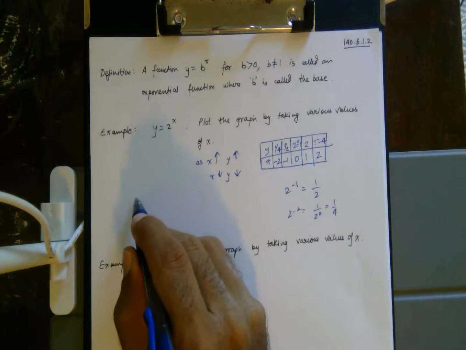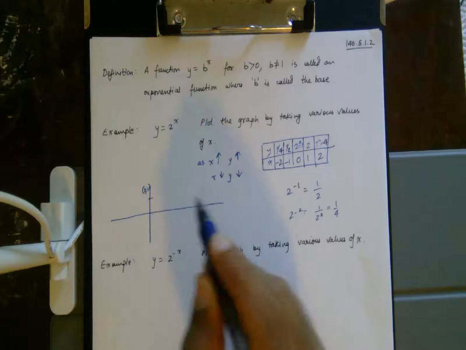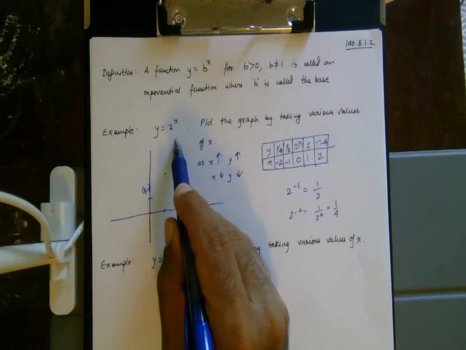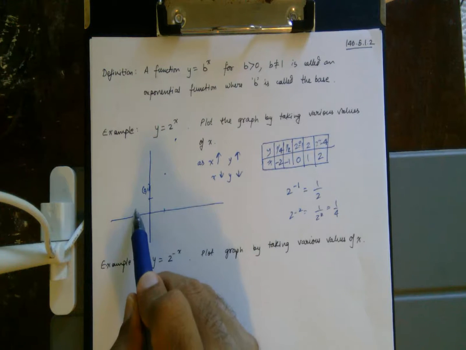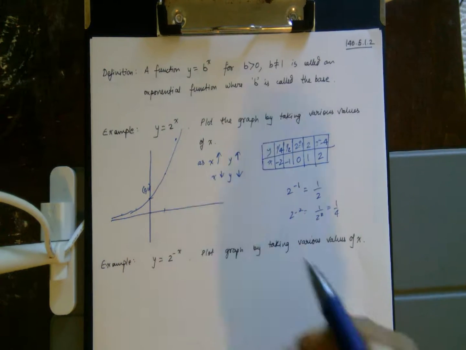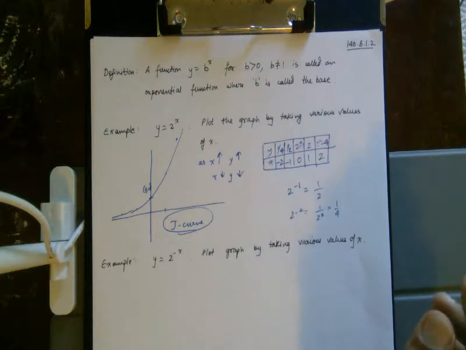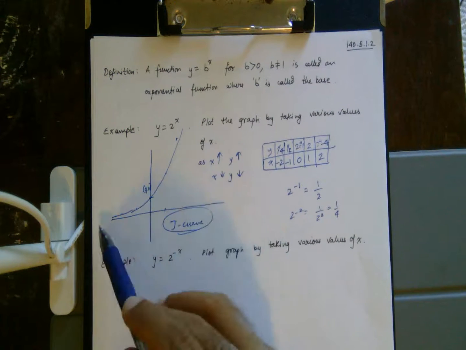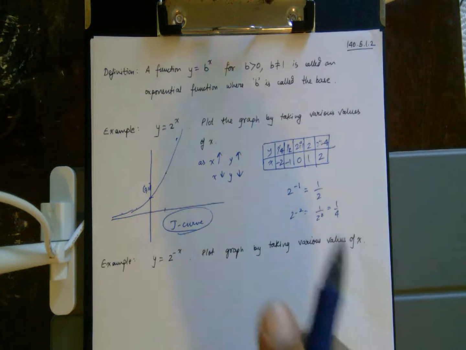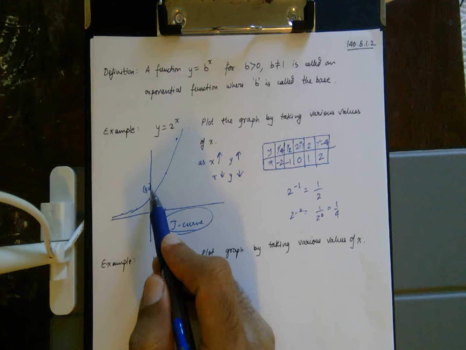If I were to plot this, at 0 I have 1. At 1 I have 2, at 2 I have 4, but then it becomes 1/2, 1/4, 1/8. So you have this function. One way to remember this is that you can call it a J-curve, since it kind of looks like a slanted J for exponential. And because any number to the power 0 is 1, it's always going to go through the point (0, 1).